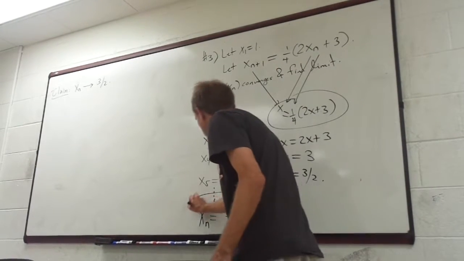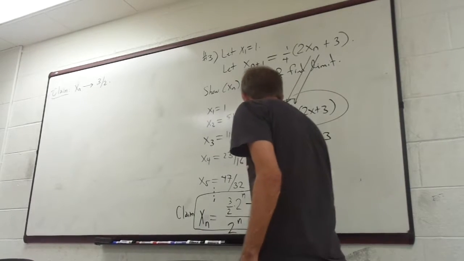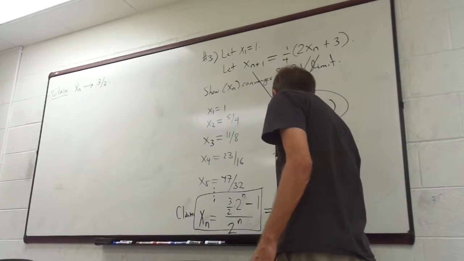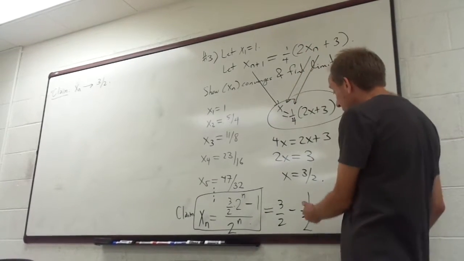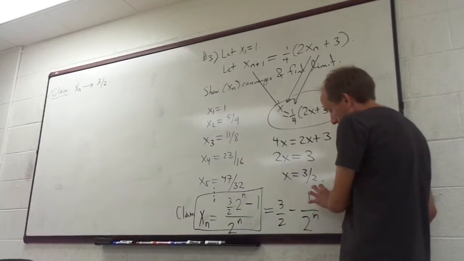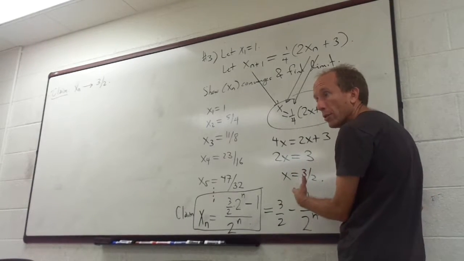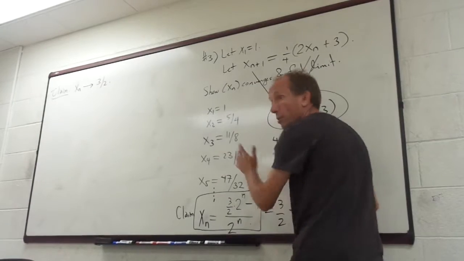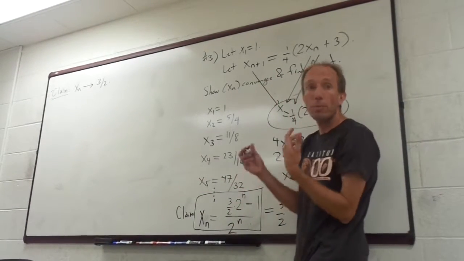So you could actually, if you wanted to, just claim this. Because this I can then simplify. This is 3 halves minus 1 over 2 to the n. And now you can say, oh, as n gets large, this goes to 0. 3 halves minus 0 converges to 3 halves. So you could prove by induction that this is the correct formula. That would be one approach.